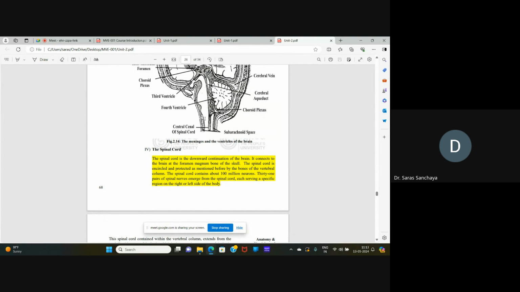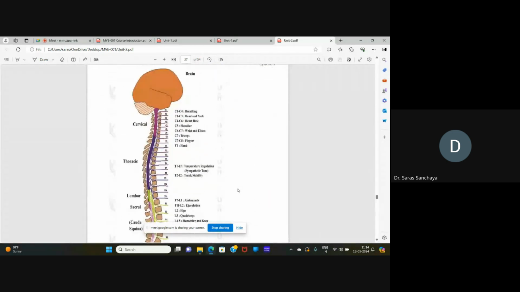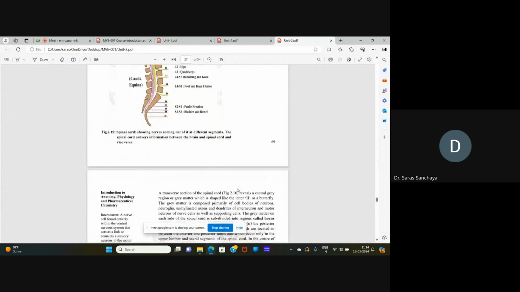The spinal cord is the downward continuation of the brain. It connects to the brain at the foramen magnum of the skull. The spinal cord is encircled and protected, as mentioned before, by the bones of the vertebral column. The spinal cord contains about 100 million neurons. 31 pairs of spinal nerves emerge from the spinal cord, each serving a specific region of the right or left side of the body. So these are the spinal cord and spinal nerves.